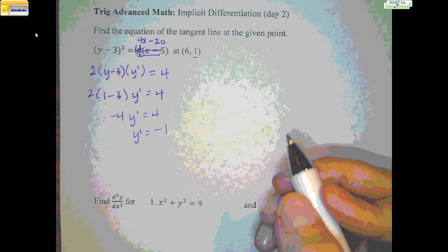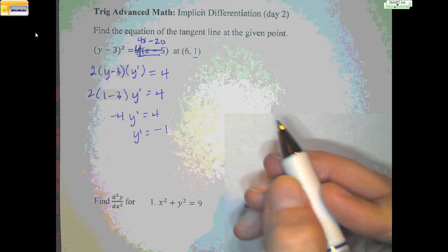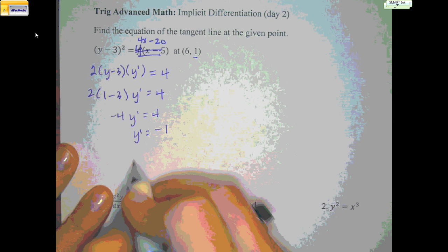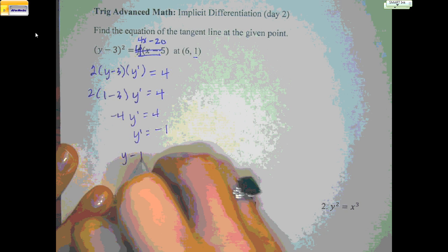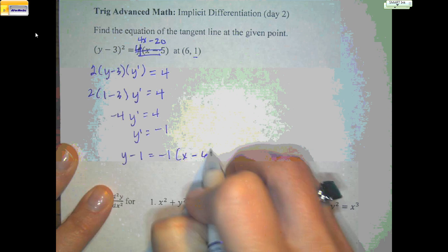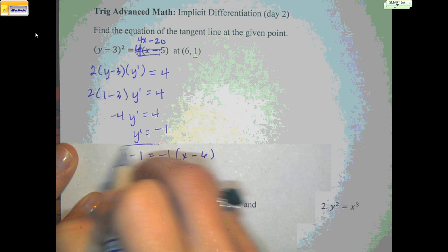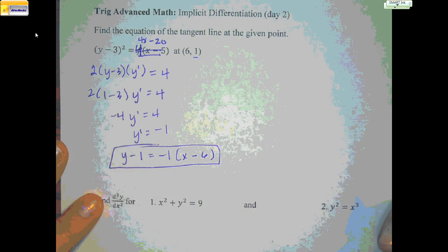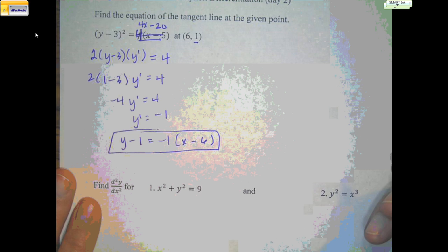So we just found the slope at that point. They want the equation. So we have y minus the y they give us equals the slope we figured out times x minus the x they give us. And that's our answer. And that's kind of what we worked on yesterday. Questions on that problem?